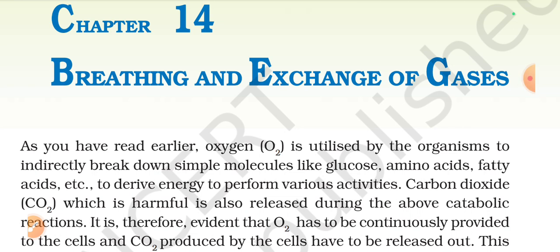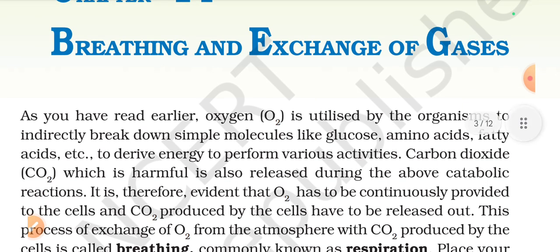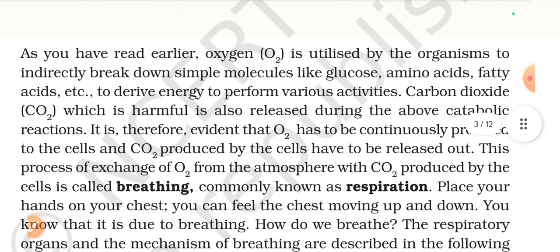This is the audiobook of chapter 14, Breathing and Exchange of Gases. So let's start. As you have read earlier, oxygen is utilized by the organisms to indirectly break down simple molecules like glucose, amino acids, fatty acids, etc. to derive energy to perform various activities. Carbon dioxide, which is harmful, is also released during the above catabolic reactions. It is therefore evident that oxygen has to be continuously provided to the cells and CO2 produced by the cells has to be released out.